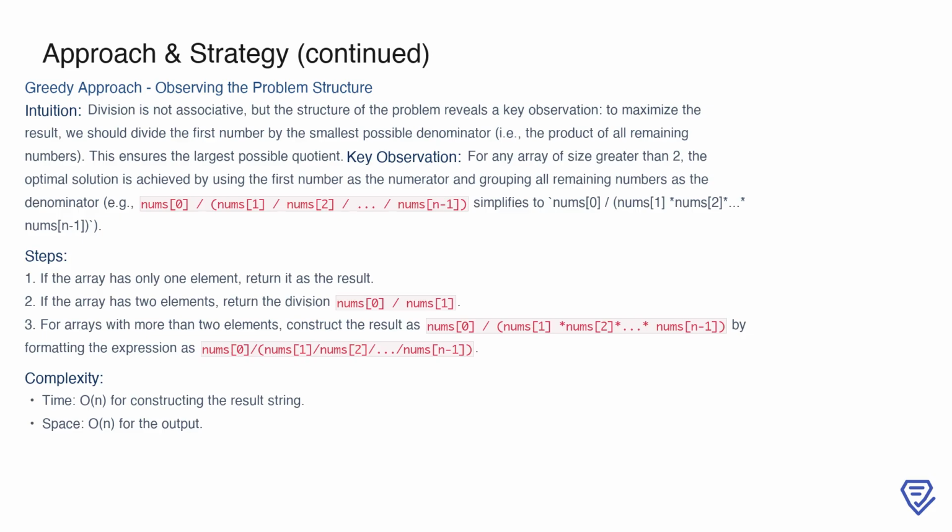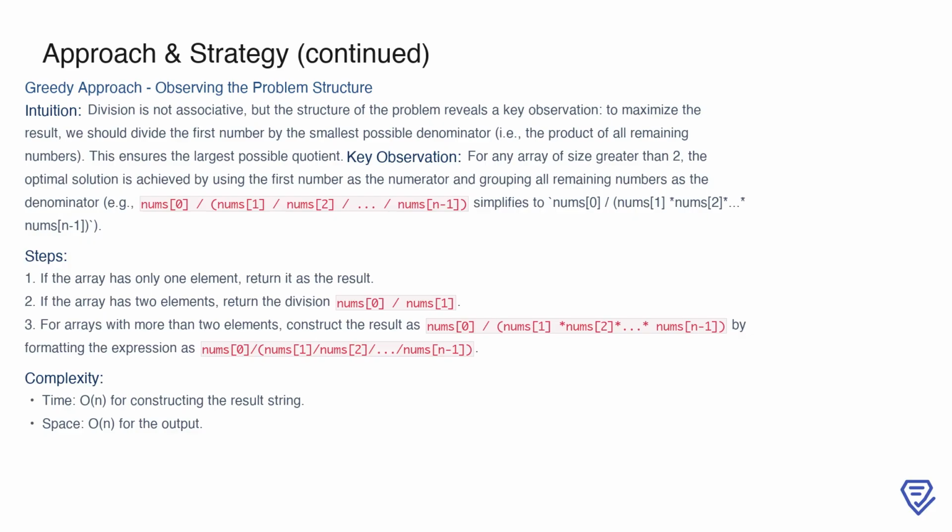Now, let's take a closer look at the greedy approach, which leverages the structure of the problem. Division is not associative, but by observing the problem carefully, we realize that the optimal strategy is to divide the first number by the smallest possible denominator. This is achieved by grouping all remaining numbers into the denominator, which minimizes it and maximizes the result.